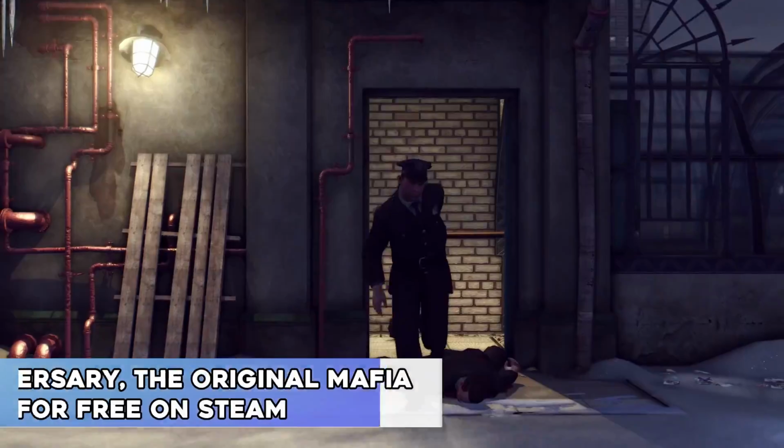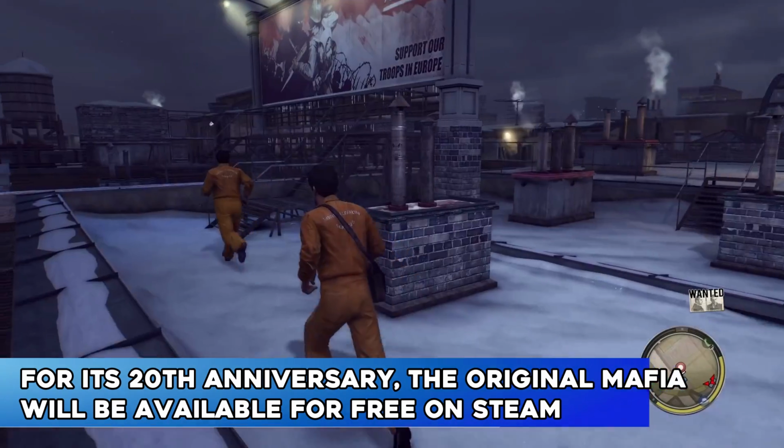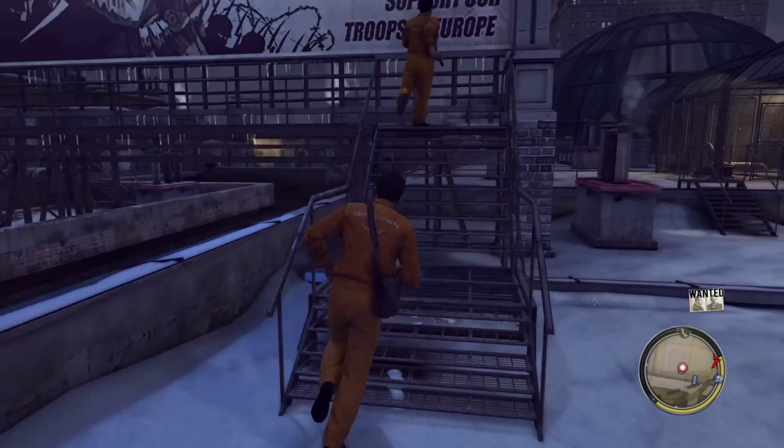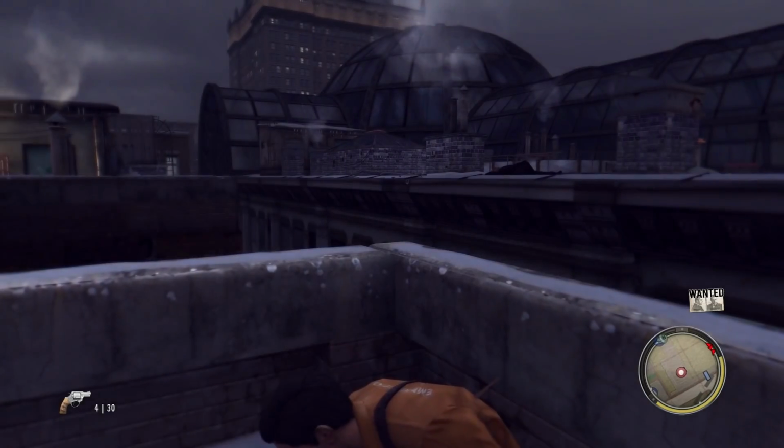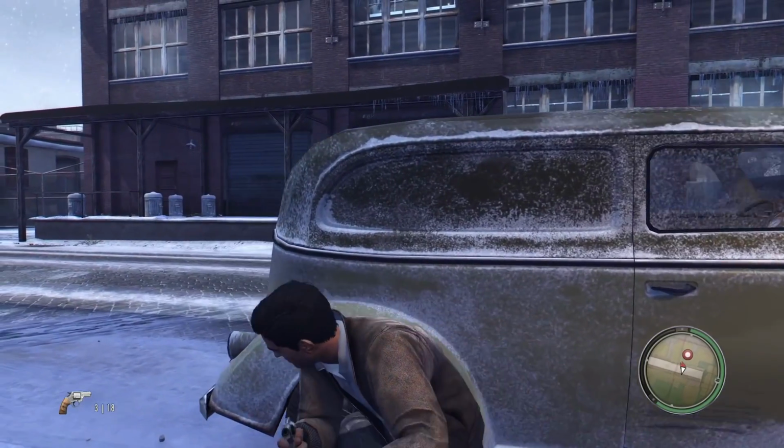And lastly, for its 20th anniversary, the original Mafia will be available for free on Steam. In honor of Mafia's 20th anniversary, 2K Games is offering the original open-world game for free on Steam for a short period from September 1st to September 5th.